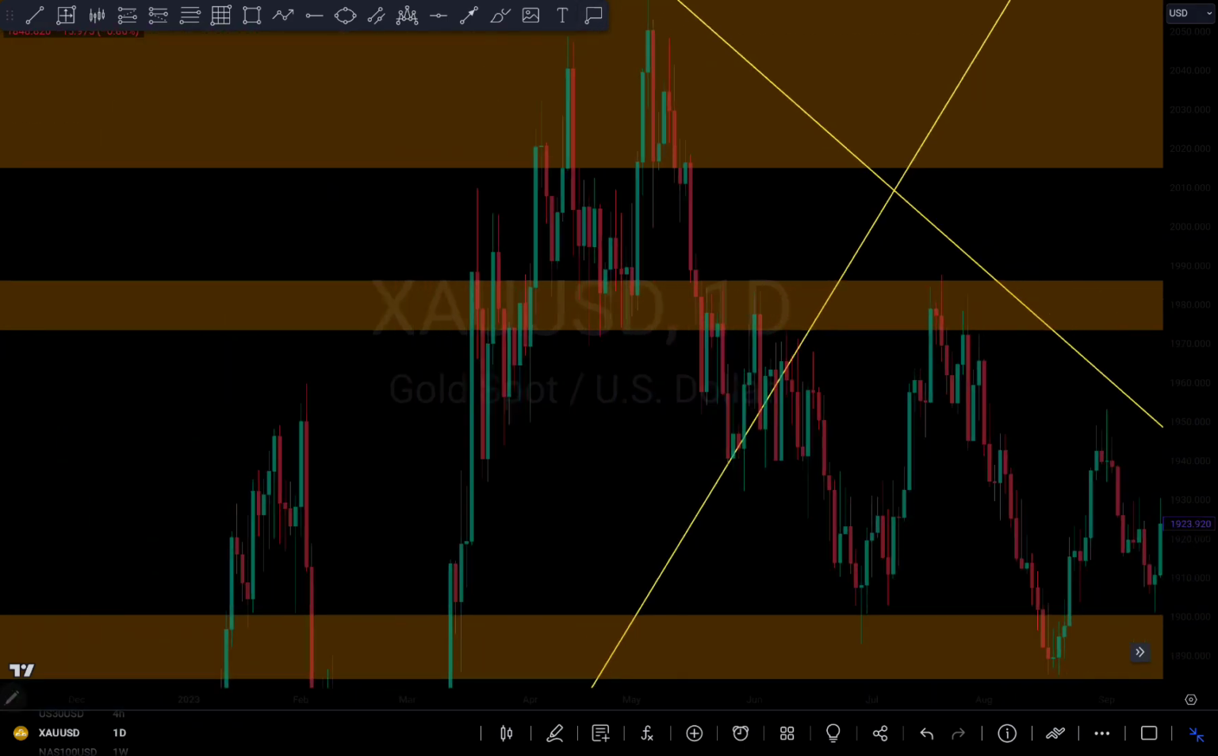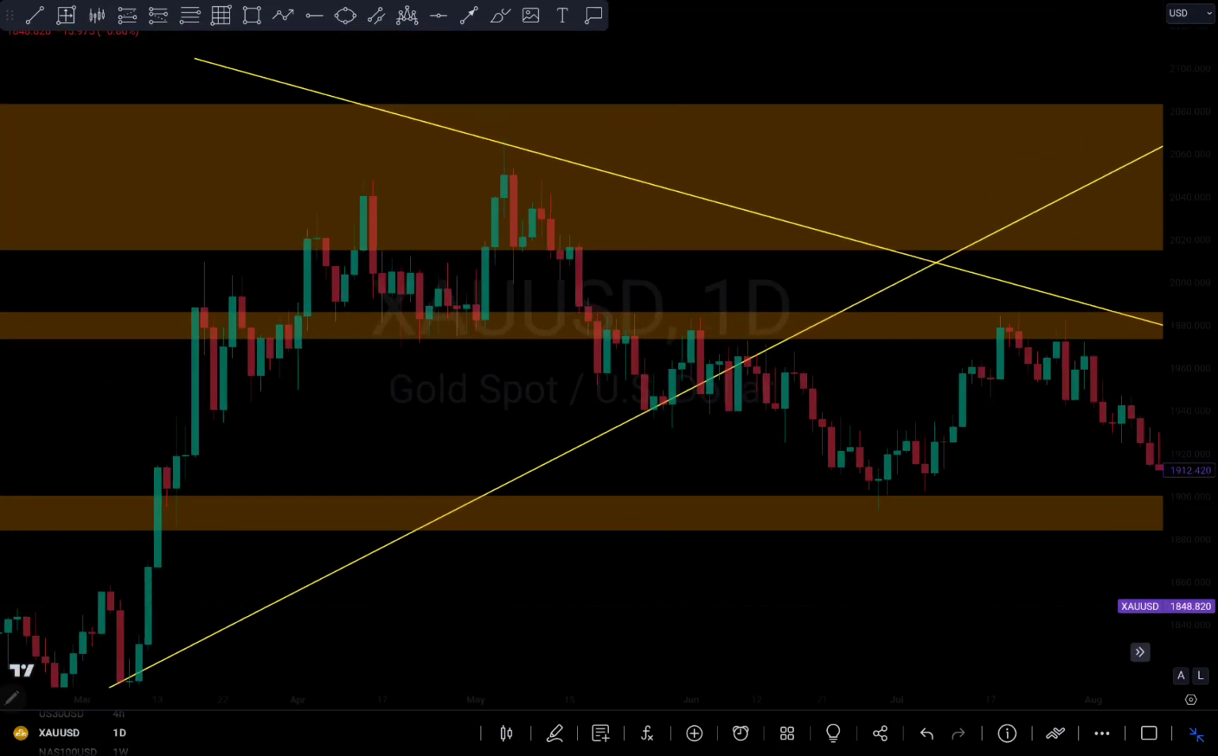So those are the confluences we can now start using to take trades, right? It's not just support and resistance. I use support and resistance, but the more confluences you have in a trade, the higher the possibility that it might go in your favor.